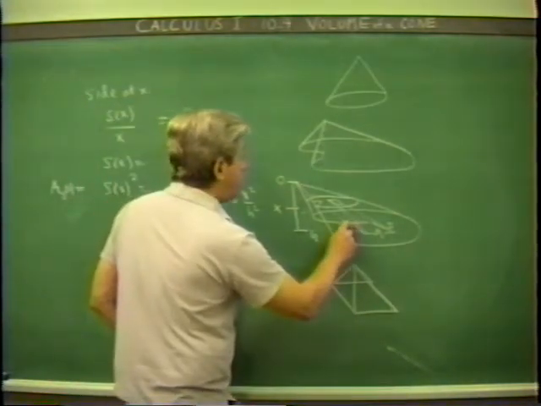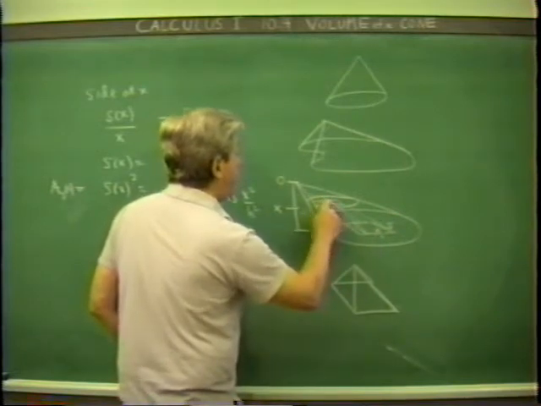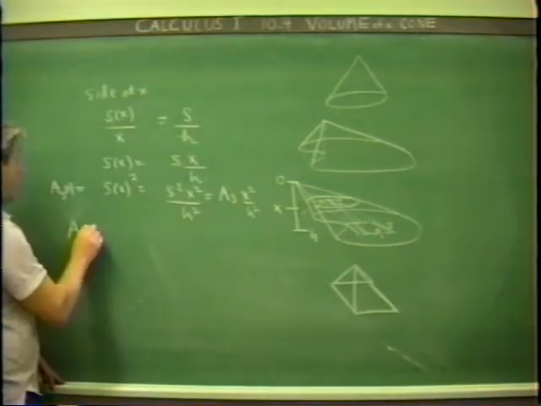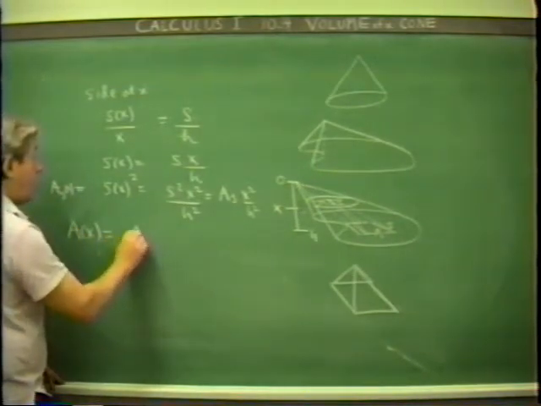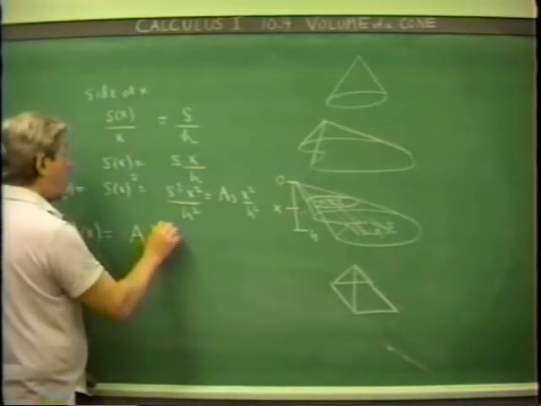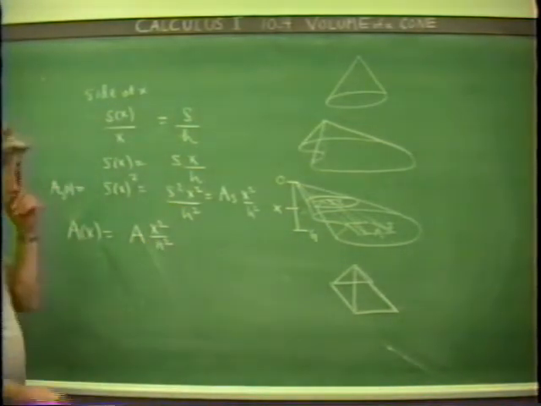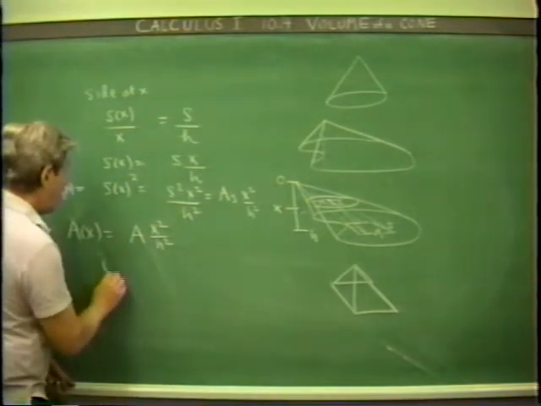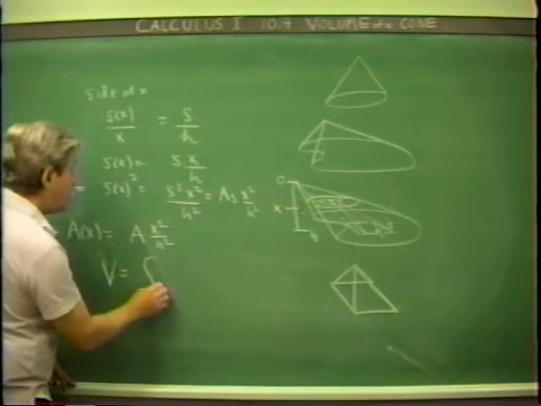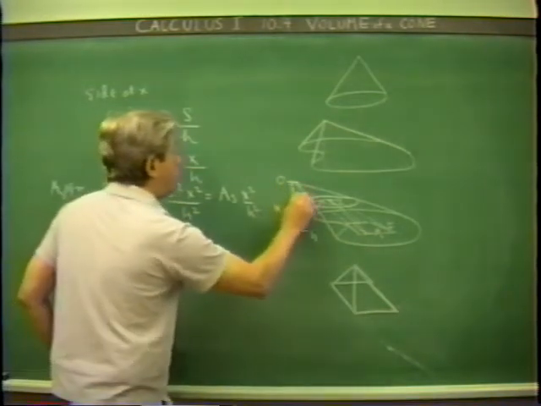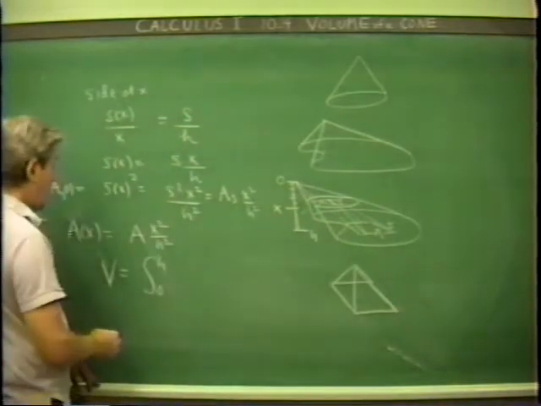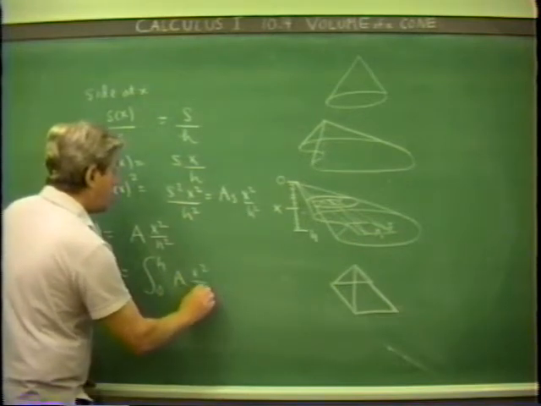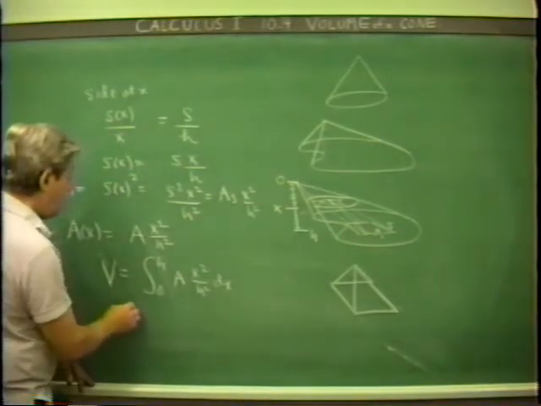Since that's true for squares, if we consider this region as being made up of a number of squares of various size and we add up all the areas, we find that the area of the region at x is equal to the area of the base here times x squared over h squared. We now have a formula for the area as a function of x. Now we want to compute the volume. We want to integrate from 0 to h the area at x, that's to say A x squared over h squared, with respect to x.